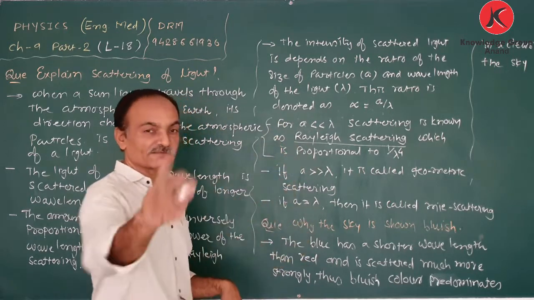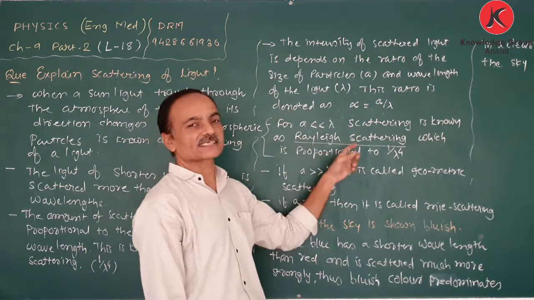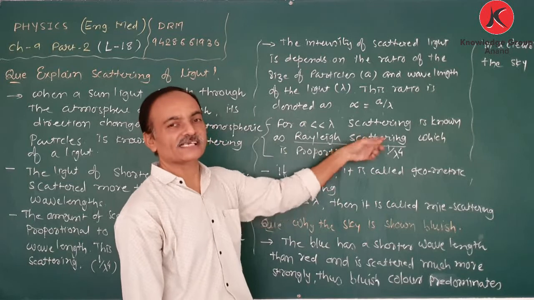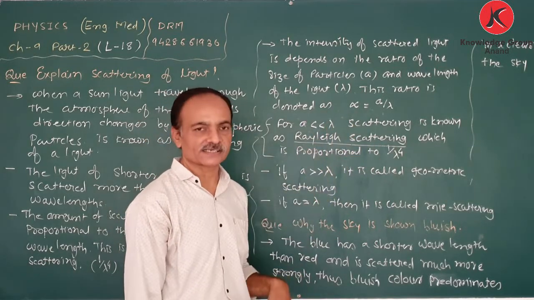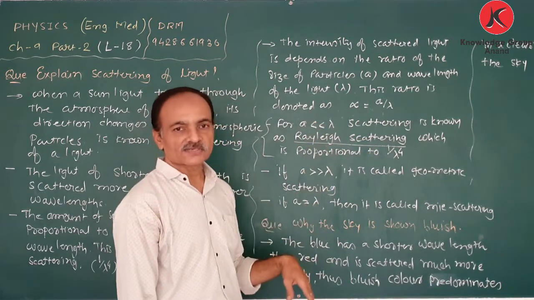An objective question may be asked from this: for which of the following cases is the scattering Rayleigh scattering? For this case, the scattering is known as blank. It is Rayleigh scattering, and it is proportional to 1 upon lambda raised to 4.